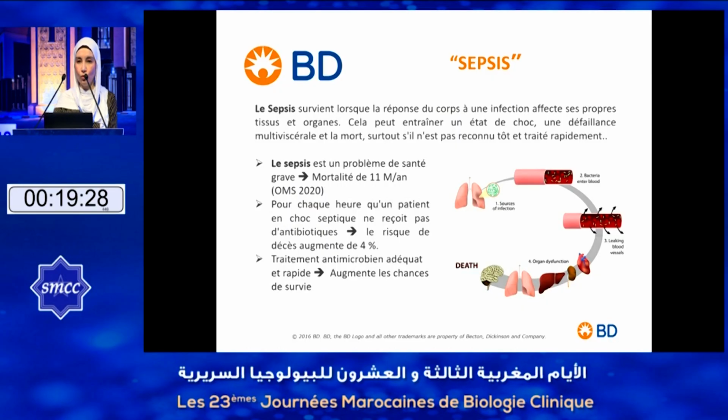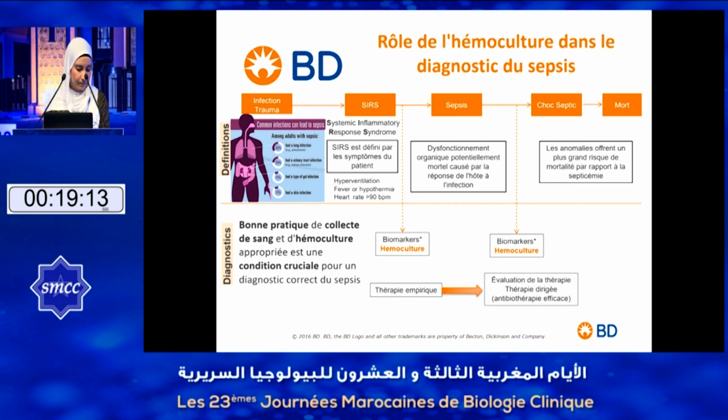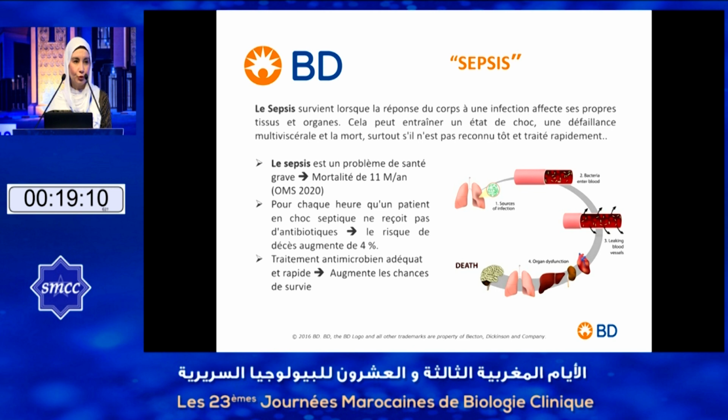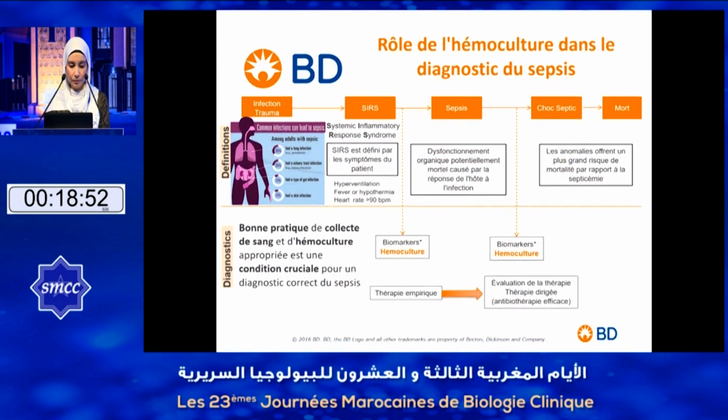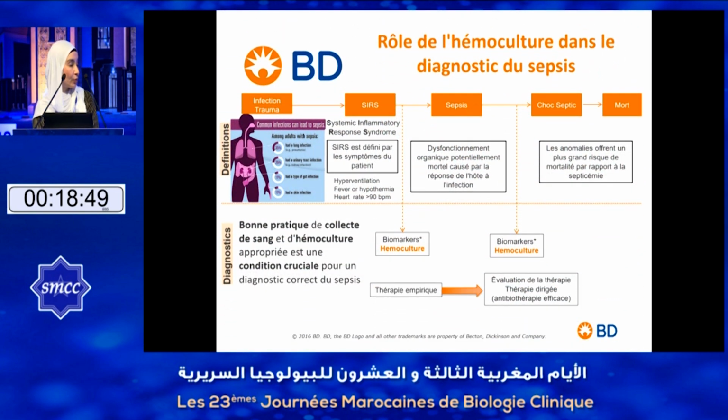Comme on sait, l'OMS dit que le sepsis fait 11 millions de décès par an. Du coup, on est obligé de gagner du temps afin de donner le bon traitement et de réduire le nombre de décès chez les patients qui sont dans un état septique. Pour cela, on est obligé d'avoir les bons résultats au bon moment.